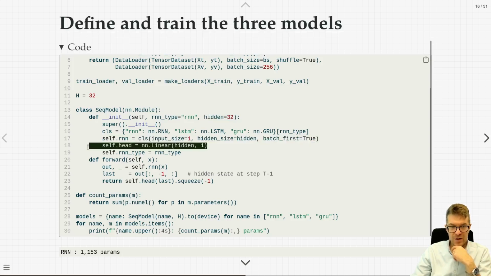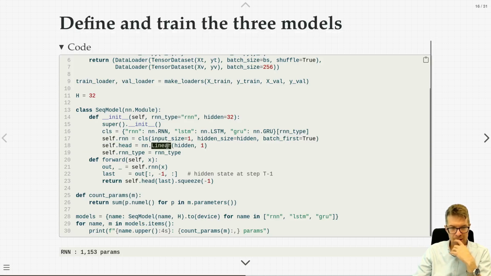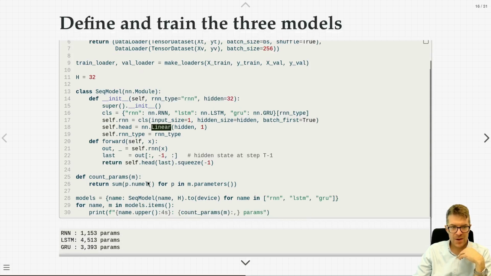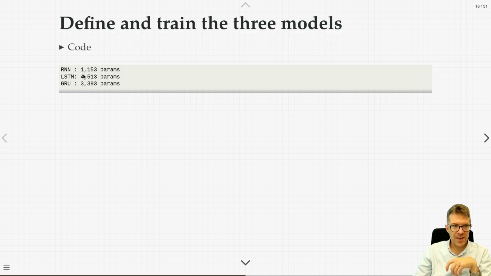We have a linear head on the end of it, like we talked about quite a lot, in terms of wanting to classify or do a regression or a classification at the end of this. So we slap a head on it with a linear output, and then we're good. We have a method to count parameters as always, and as I suggested earlier, the LSTM has approximately 4 times as many parameters as the RNN, and the GRU has about 3 times as many parameters as the RNN.